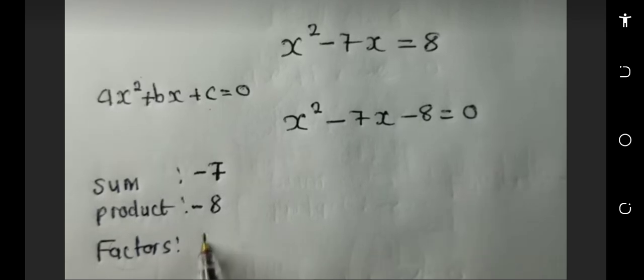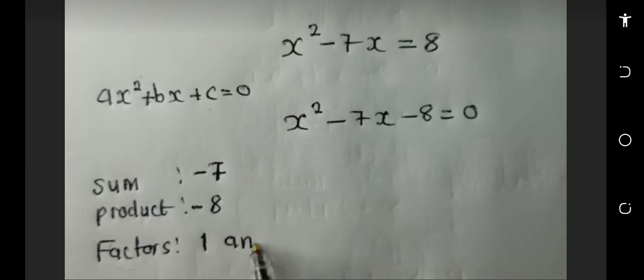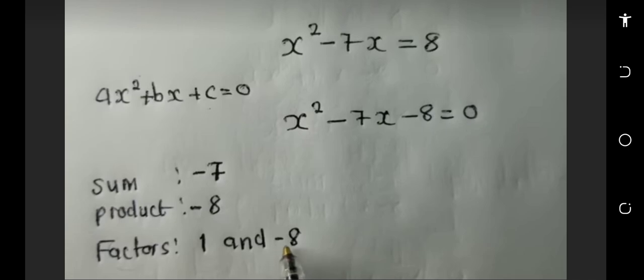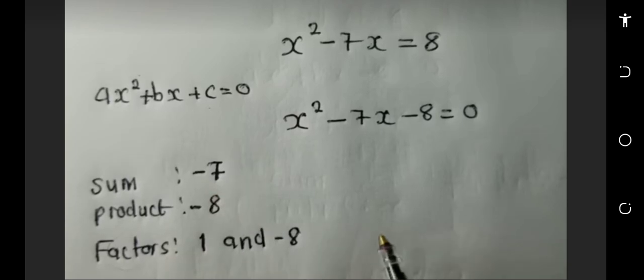It's actually 1 and negative 8. Because if we say 1 times negative 8, it's negative 8. 1 plus negative 8 is negative 7. So we are good to go.